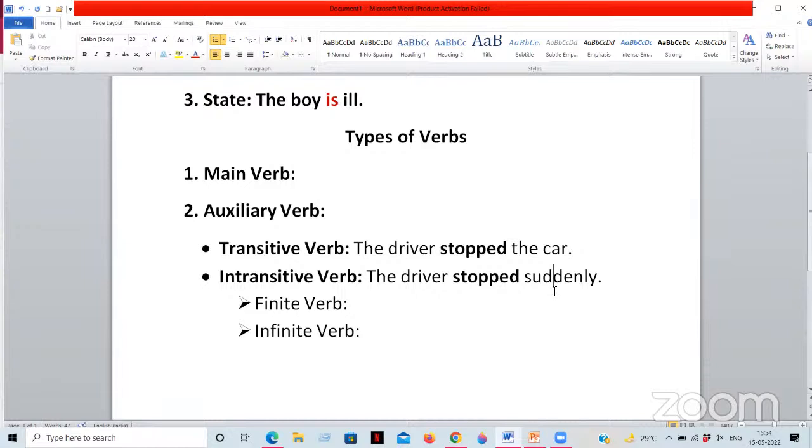Now, based on tense and persons, singular number, plural number, all these things, verbs can be of two types. One is finite verb, another one is non-finite or infinite verb. Now, let me give an example here.